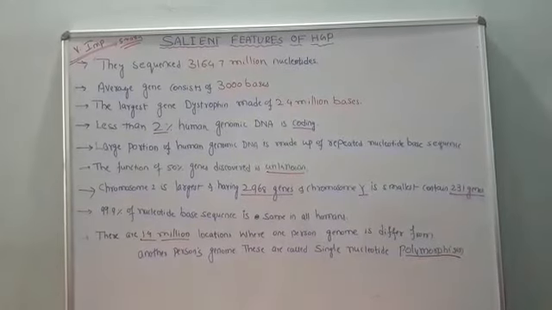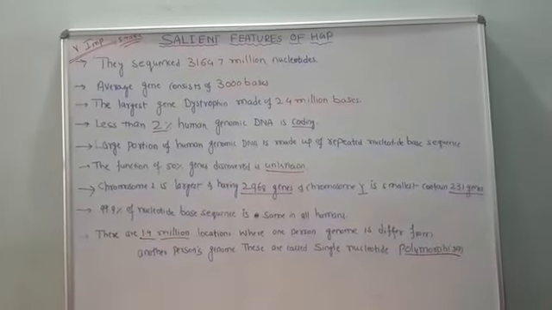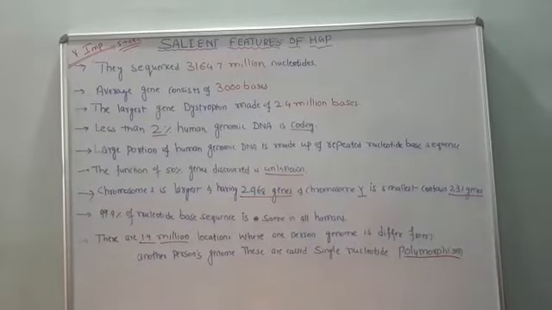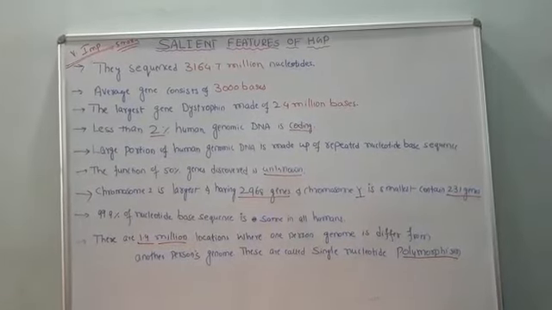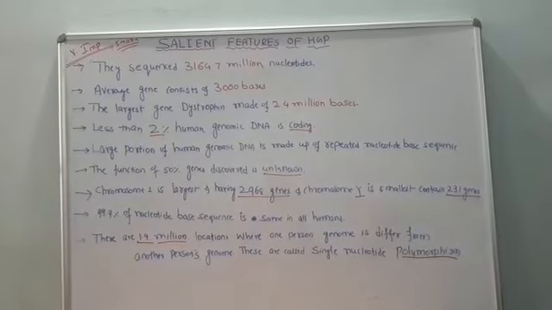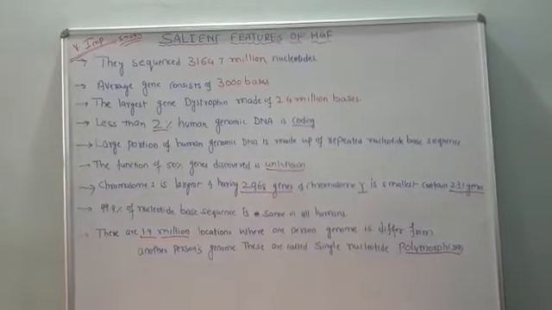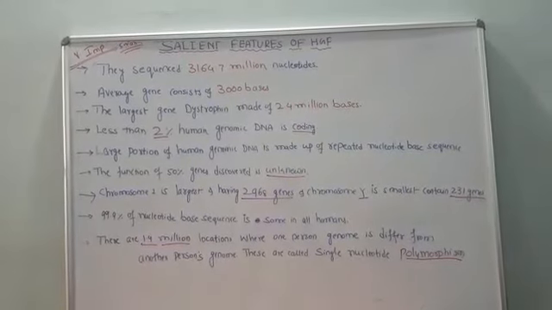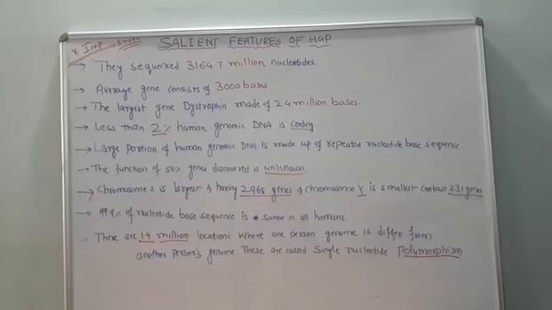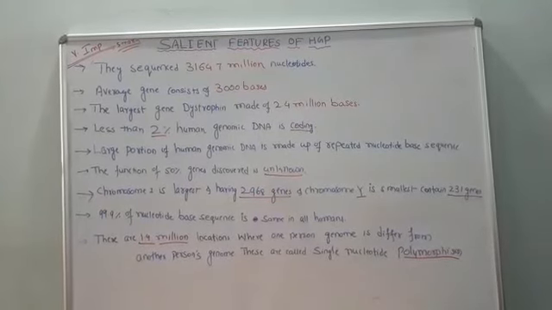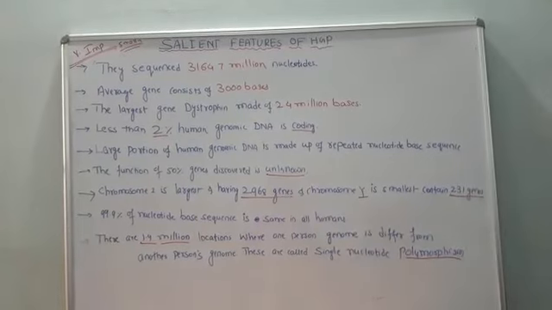Whereas chromosome Y is the smallest one. It is considerably the smallest, which can accommodate 231 genes. A very small number of genes are accommodated on the smallest chromosome, the Y chromosome, and the largest chromosome is 1 and the smallest chromosome is Y, which can hold only 231 genes.